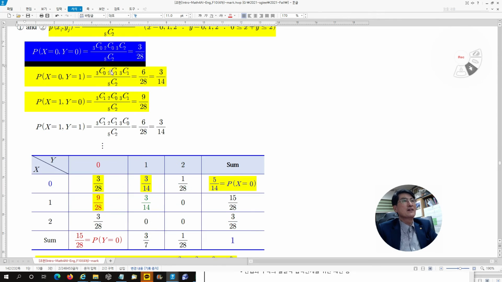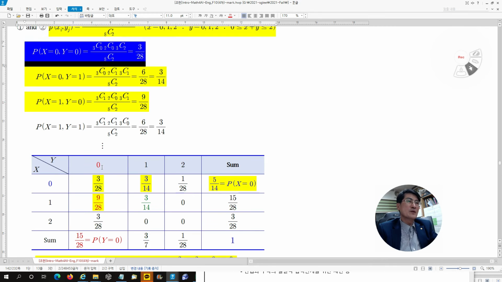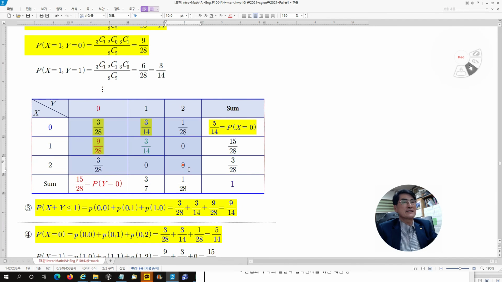So with this probability formula, we can find all 9 of them as this. So P11, P12, P13, P21, P31, etc. The row sum of this is 5 over 14, the row sum of this is 15 over 28, and the row sum of this gives us 3 over 28. The sum of all these is equal to 1.